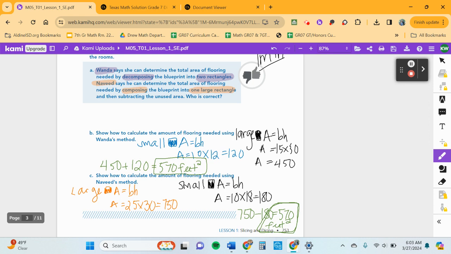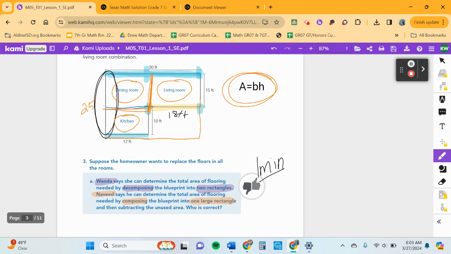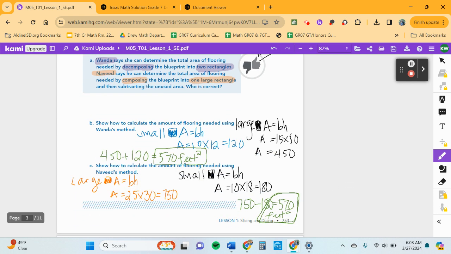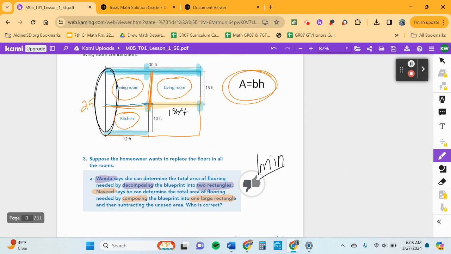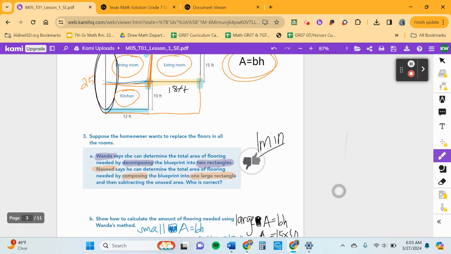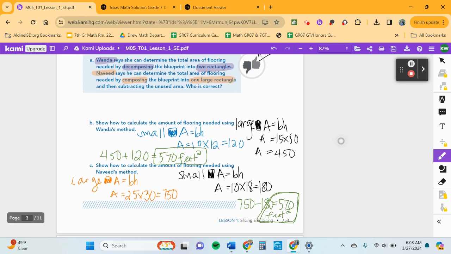All right, and for Naveed's method, what I did was I saw that the large rectangle was 30 feet by 25 feet. I found the area, which was 750. And then for the small rectangle, which I drew in black, I found that the base and the height were 10 and 18. And so that smaller area was only 180 feet squared. What I had to do next was then subtract those, and then you would have gotten 570.